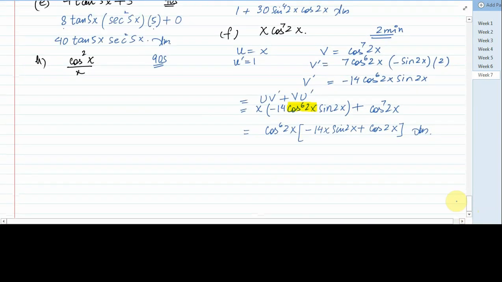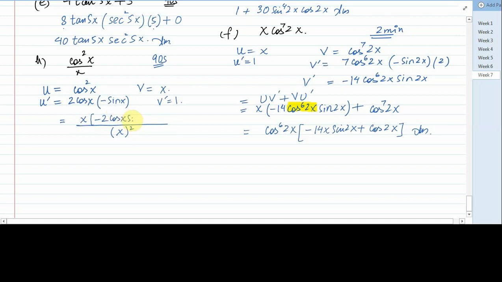Alright, so first we need to assign u and v. So u is equal to cos² x, v is equal to x. The derivative of u is equal to 2 cos x. The derivative of the function is minus sin x, and the derivative of v is equal to 1. Applying the working formula, in the denominator we have v square, v is x, so it's x². The working formula says v derivative of u. Now the derivative of u we have is minus 2 cos x sin x, v derivative of u minus u.